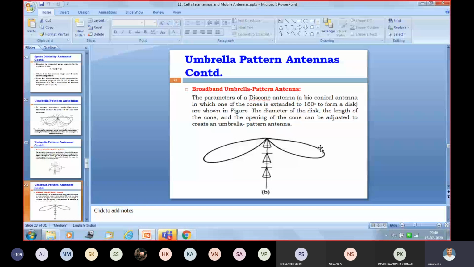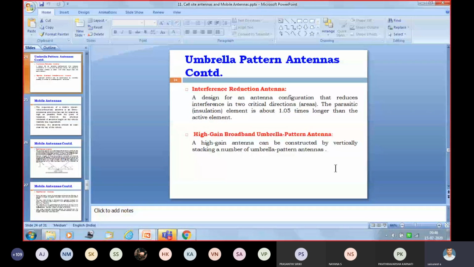Next one is the interference reduction antenna. This can be done by using antenna tilting. It can be reduced by using two critical directions, not a single particular direction. We have to change the direction of the umbrella antenna. Then only we get reduced interference.